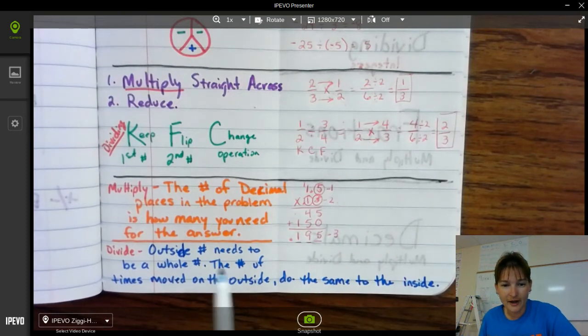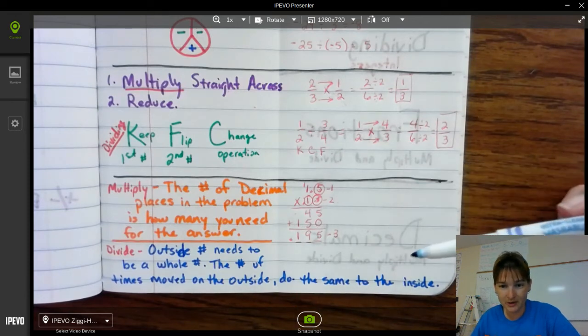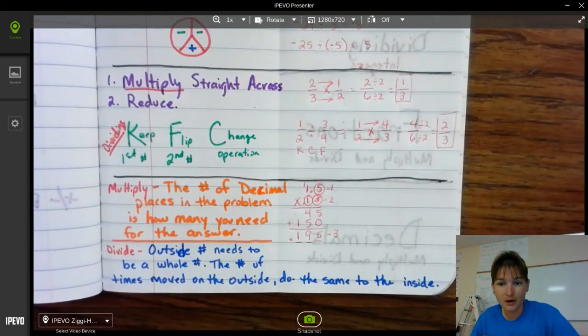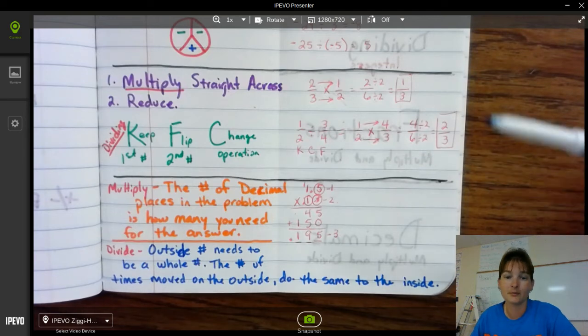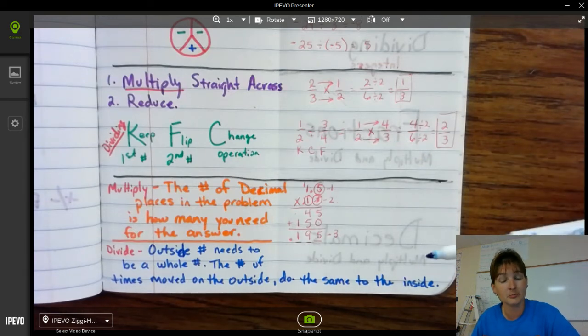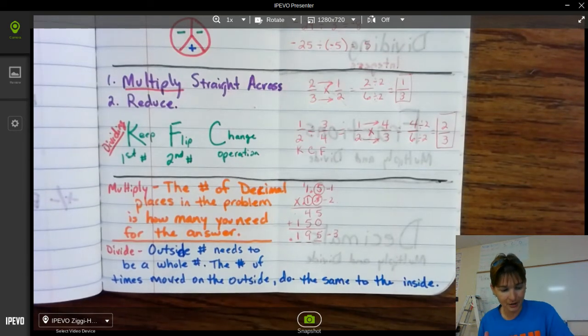All right, so the outside number needs to be a whole number. The number of times that you move it on the outside, you do the same on the inside. Now again, the outside number is your denominator. The inside number is your numerator. This is like if they were stacked one on top of the other. If you do something to the bottom, you must do it to the top. If you do something to the top, you must do it to the bottom. So the outside number is your denominator. The inside number is your numerator.